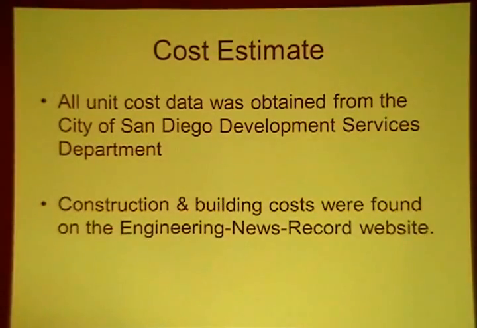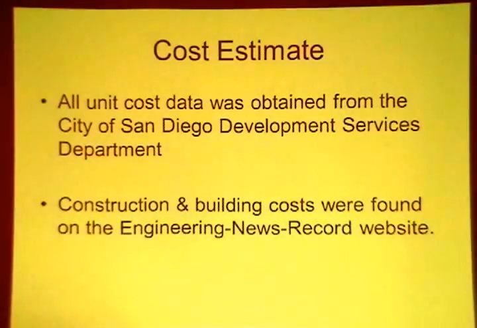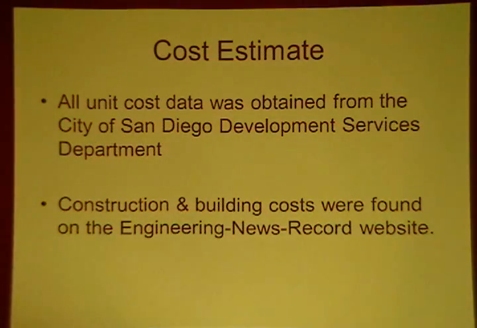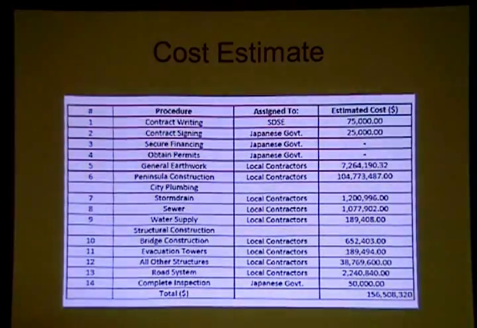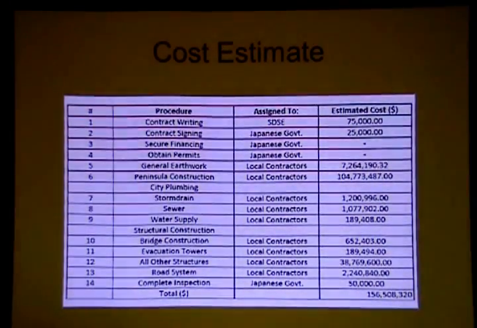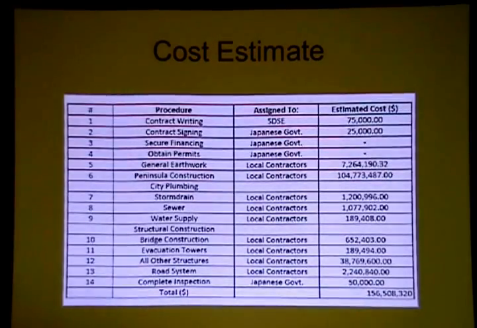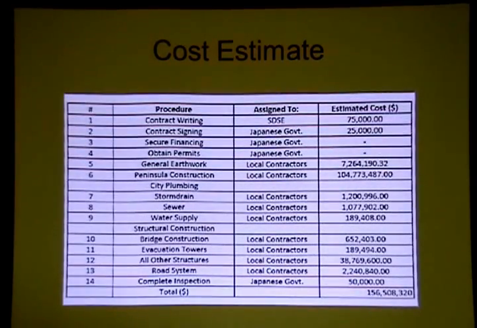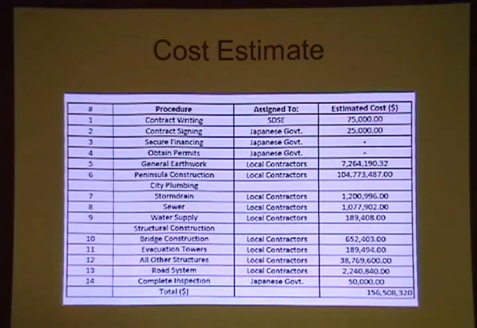All unit cost data was obtained from the City of San Diego Development Services Department, and the construction and building costs were found on the Engineering News Record website. This data, along with the data gathered from the other engineers on my team, was used to find the final cost of the entire project, which came out to be around $150 million.